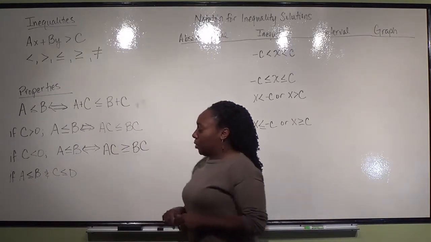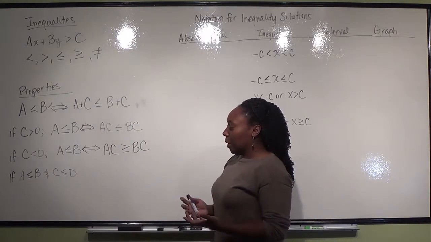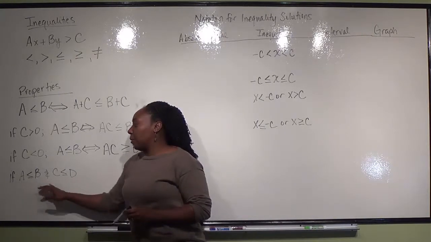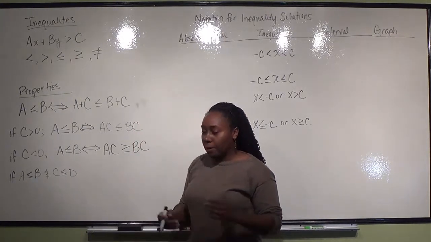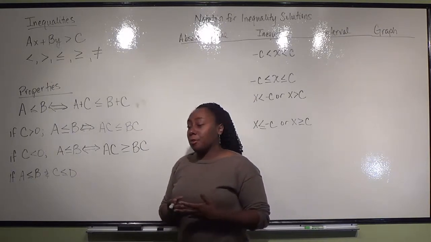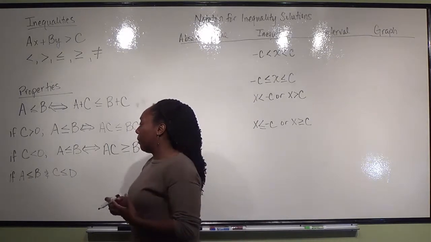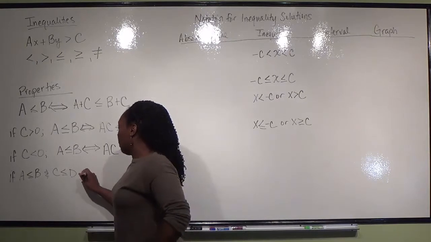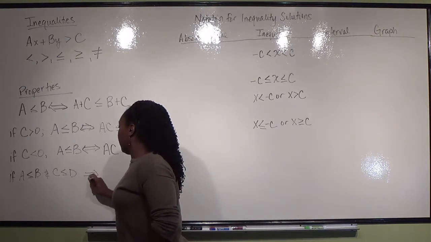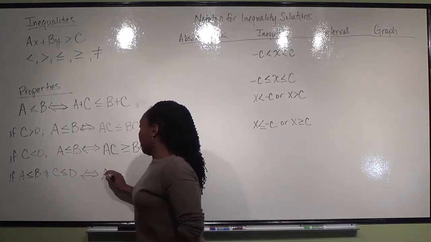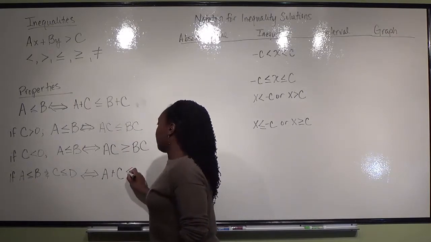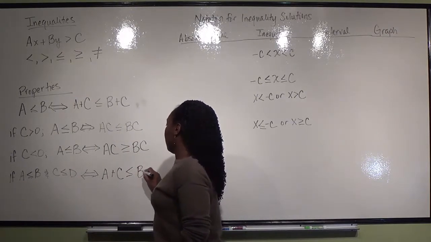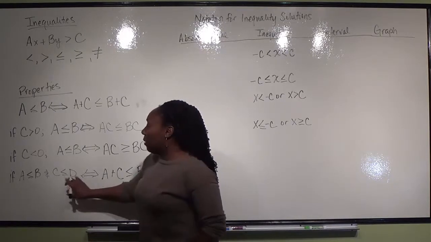Then we have almost a combined property. If I have two inequalities where A is less than B and C is less than D, then the combination of those two expressions can be equivalent. Meaning A plus C, the smaller ends of those, have to be less than or equal to the bigger ends.